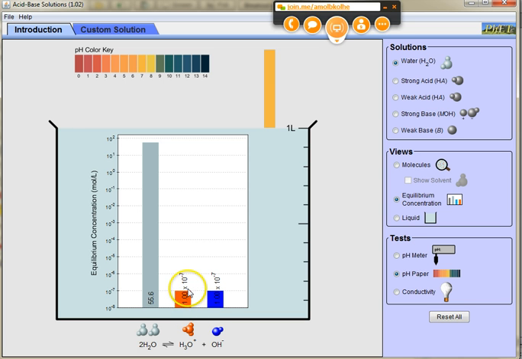1 into 10 to the power minus 7. That is a very small quantity. If you compare that with 55.6 moles, you have 1 into 10 to the power minus 7 moles of molecules that are dissociated. This is not even a mole, it is a fraction of a mole. Very small quantity is dissociated.